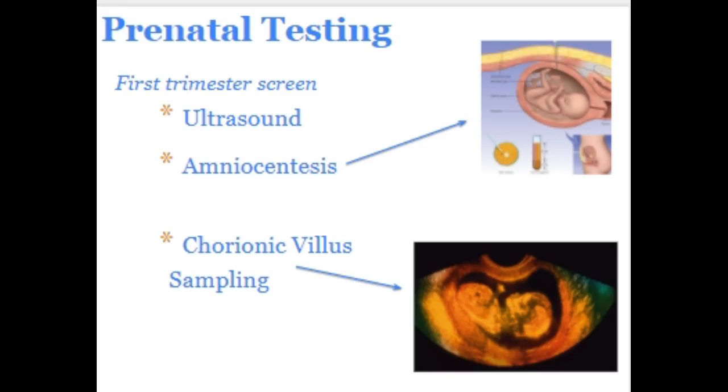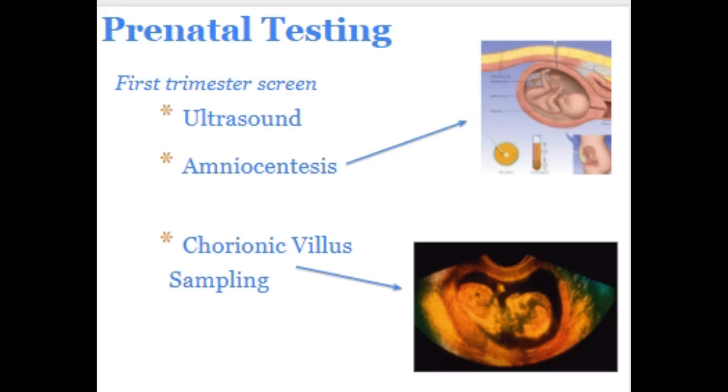There are two types of these. One type tests through the belly or the abdomen, which is called a transabdominal test, and one type tests through the cervix, which is called a transcervical test. There are some side effects of this testing: cramps, spotting, and there is a small risk for miscarriage.